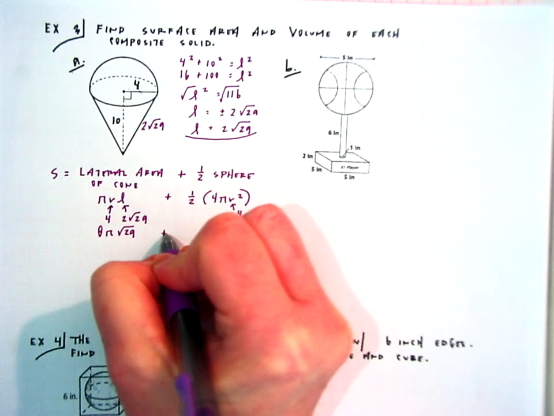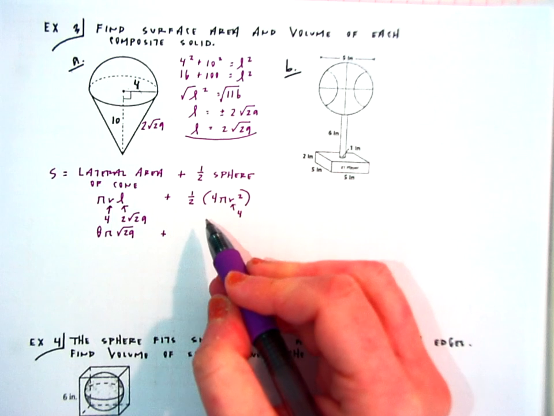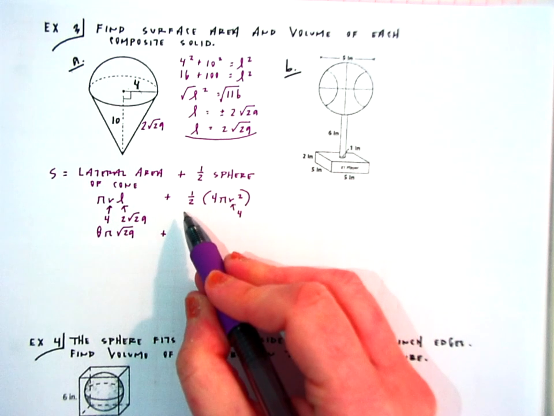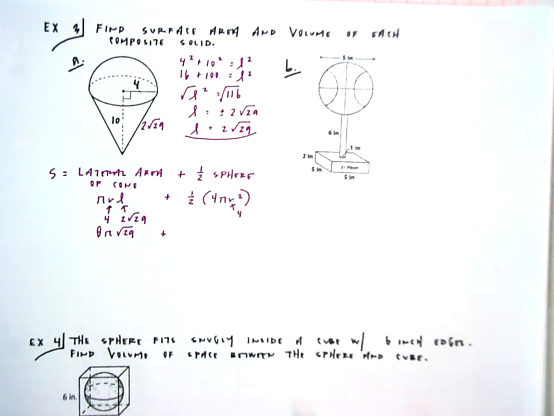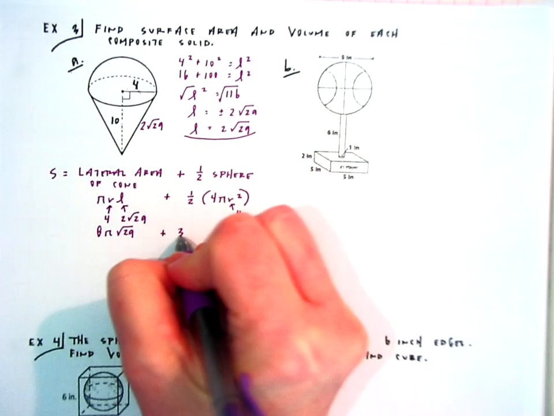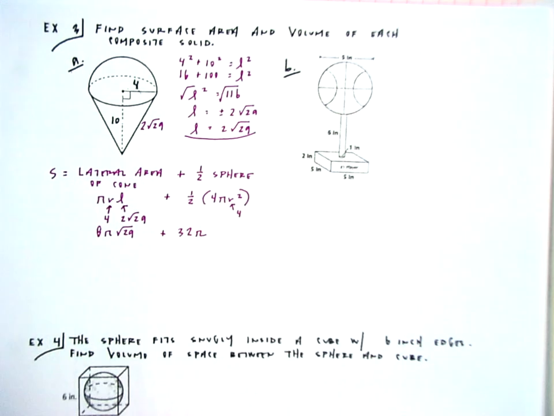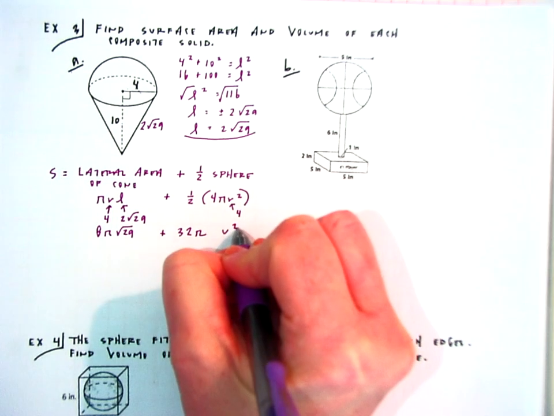And then over here, I'm taking half of 4 pi r squared. So really 2 pi r squared. So 2 times 16 pi will get me 32 pi. Right? They're not like terms. I can't combine them. So I leave it as is, units squared.